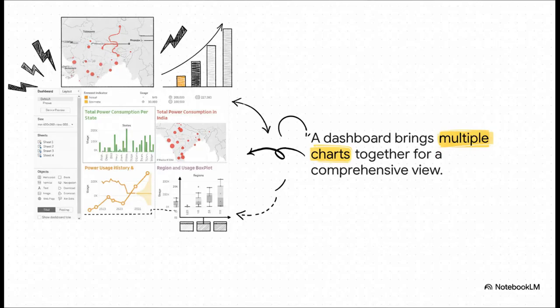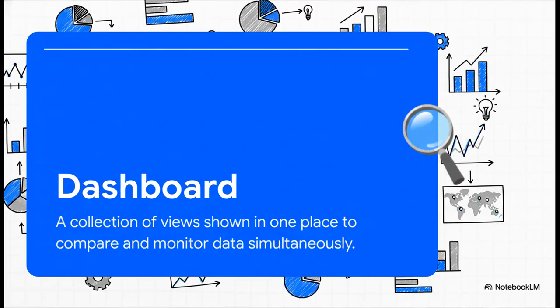And check this out. This is a perfect example. We're not just looking at a map or a bar chart in isolation. We're seeing how they all play together. You've got a map showing power consumption, a bar chart breaking it down, a line chart showing the history. It's all right there on one screen. And that's really what a dashboard is all about.